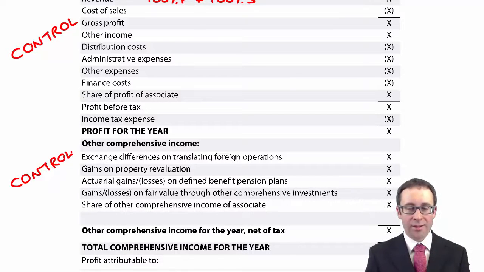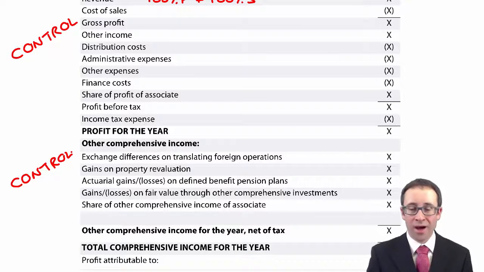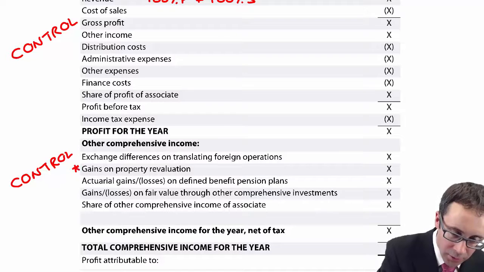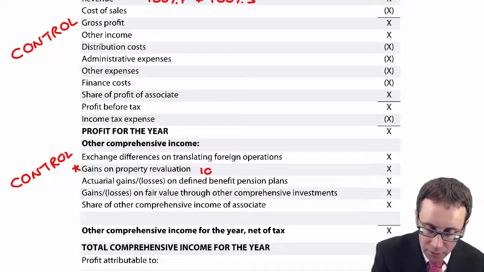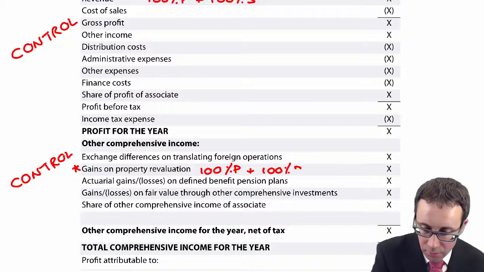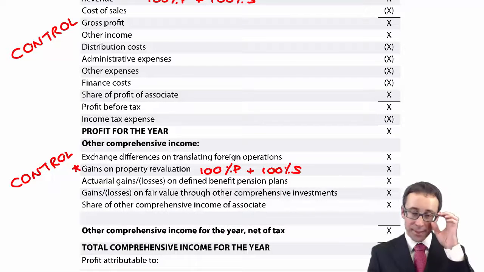There's a lot of items that go through other comprehensive income. Maybe, pardon the bad pun, it's a bit too comprehensive at this point in time, but it works in exactly the same way. The one I'll focus upon is gains on property revaluation, because that's what we've seen when we revalued PPE previously in F1. Any gains go to other comprehensive income because they have not yet been realised. So again, to show control, we put in 100% of P plus 100% of S, on a line-by-line basis.